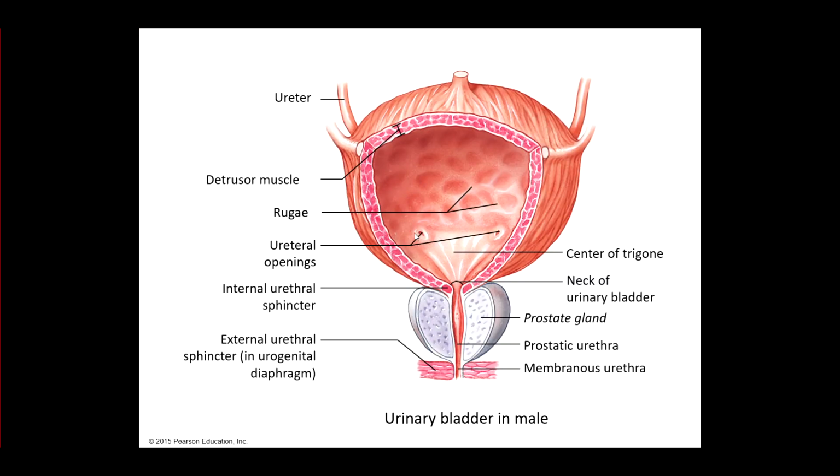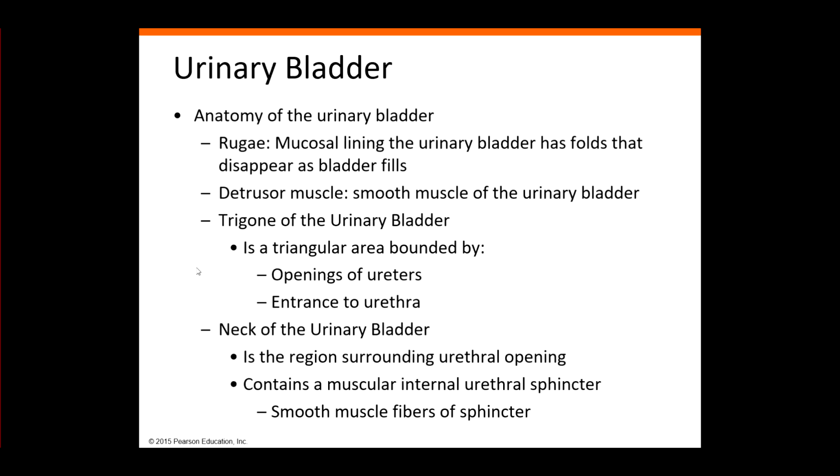Notice down here, these were the ureteral openings for the ureters. They open into the top of this triangular looking structure, right? One's at this corner here, one's at this corner here. This triangular structure is known as the trigone. Right, it's the trigone, and that's what we're looking at here. It's a triangular area. It's bounded by the opening of the ureters above and the entrance to the urethra below.